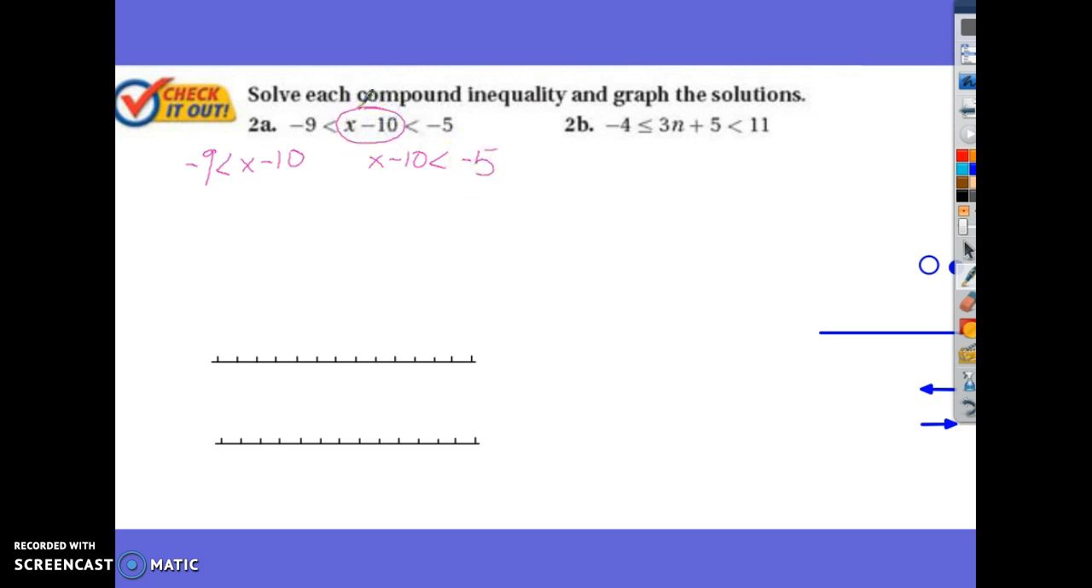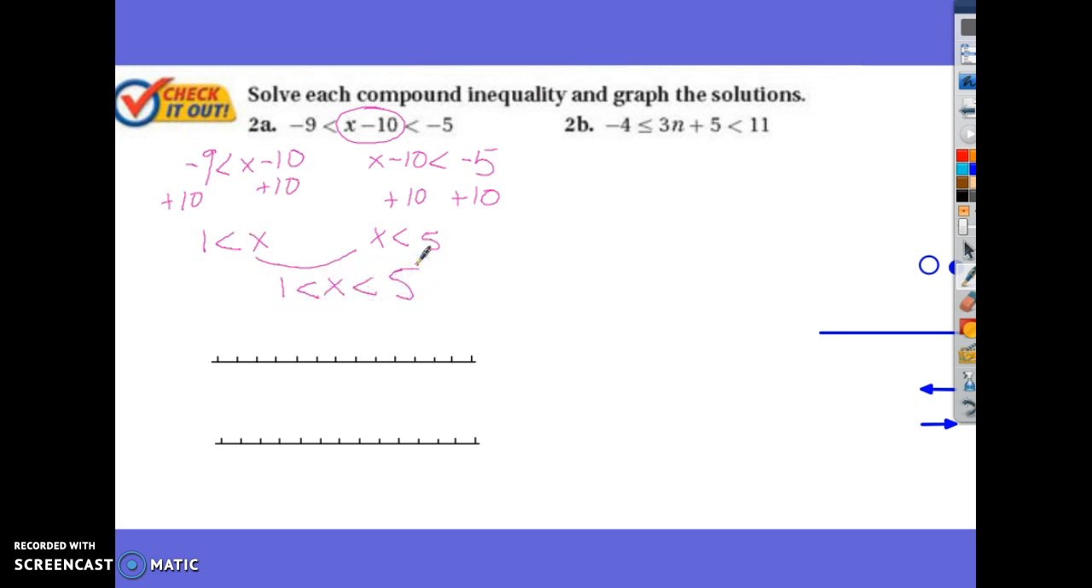So what I'm going to do is add 10 to each side here, which is going to give me 1 is less than x. And I'm going to add 10 over here and solve this inequality, which is going to give me x is less than 5. So if I put them together, I can now rejoin them, and I'm going to have 1 is less than x, which is less than 5.